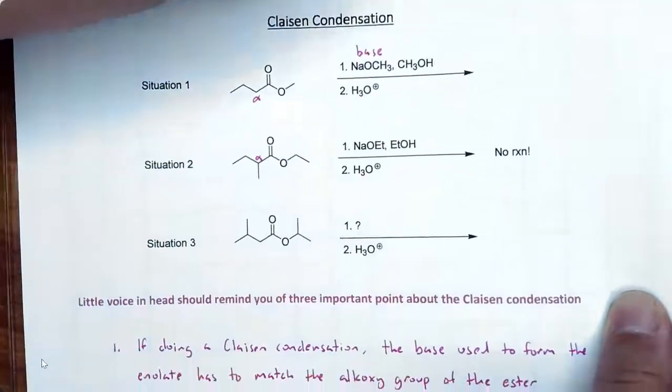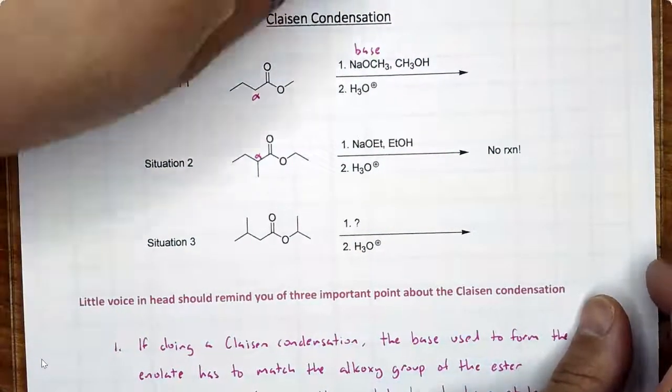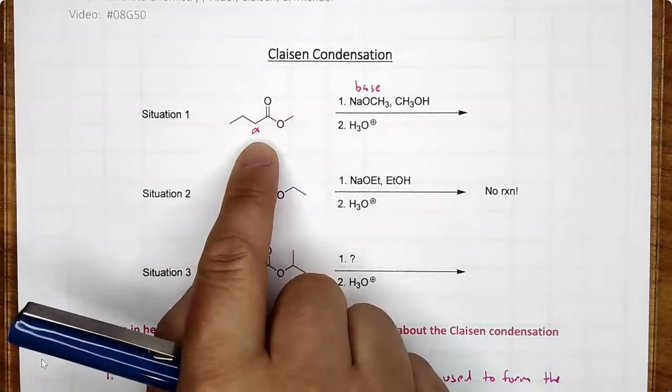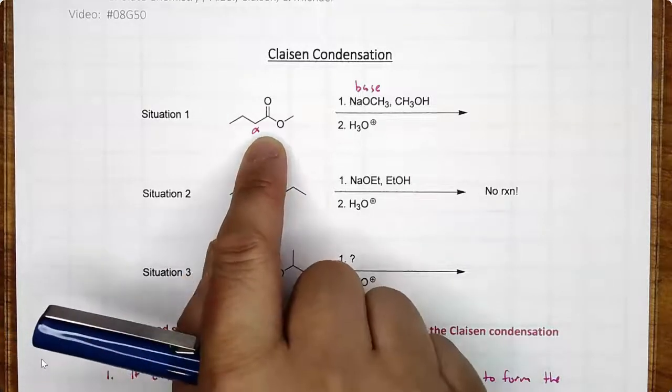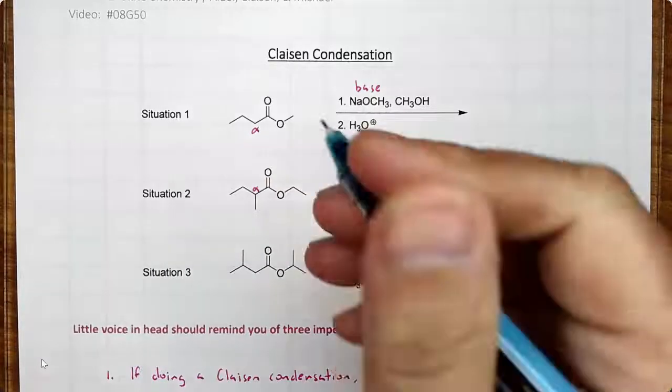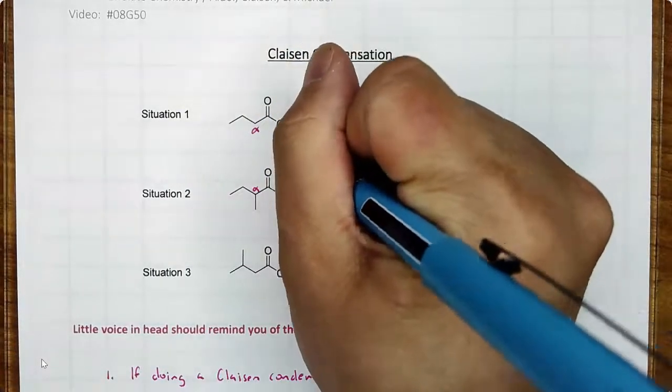Without drawing the mechanism, how do we draw the product fairly quickly? If you know you're doing a Claisen, you know you're doing a Claisen when you have an ester, and that's the only thing you have, and you have a base. You're going to make the enolate, and what's going to happen? You're going to attack another one of itself.